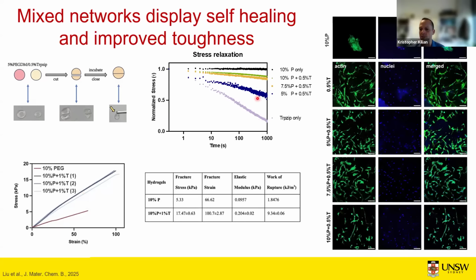And when you put cells on these, and so these are the adipose-derived stromal cells again, you see that cells don't adhere to polyethylene glycol gels at all. They remain really rounded up. While when they're put on these Trpzip composite gels, you can see they get very spread and they extend out processes, which is quite exciting because it suggests that this material really does add some bioactivity to this otherwise bioinert material.